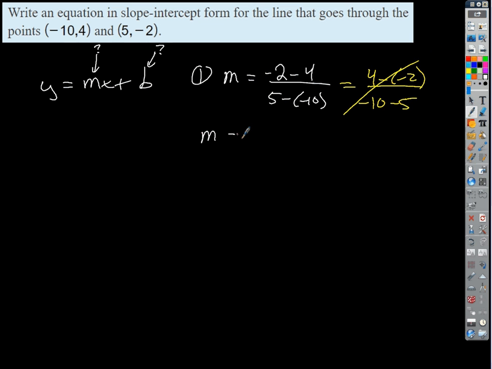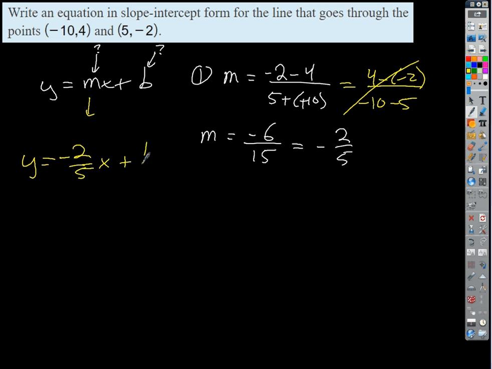My slope is negative 2 minus 4, which is negative 6, over 5 minus negative 10, and a minus a negative is plus, so 15. And what's that reduced to? Negative 2 over 5. So there's m, right? At this point, we could write our equation as y equals negative 2/5 x plus b, but I still have to find b.